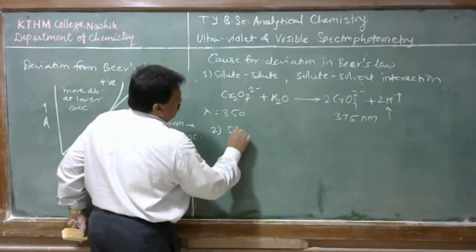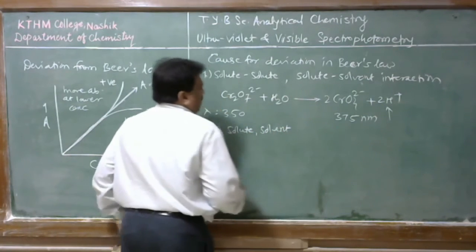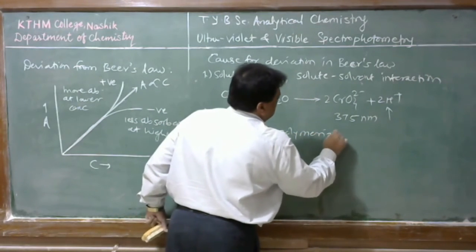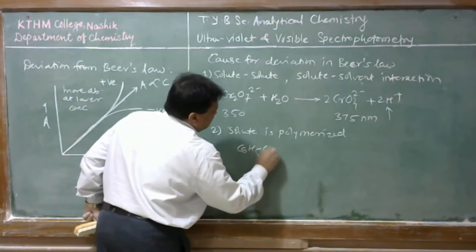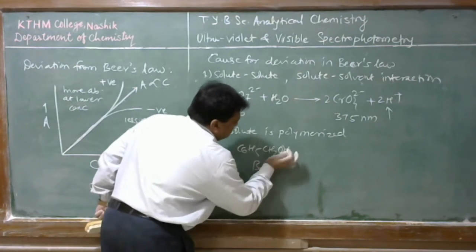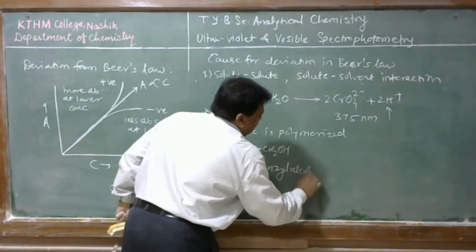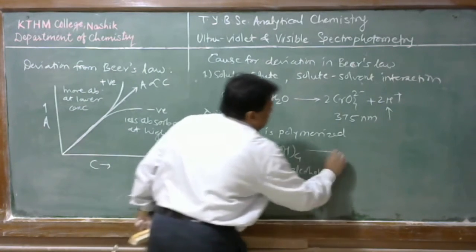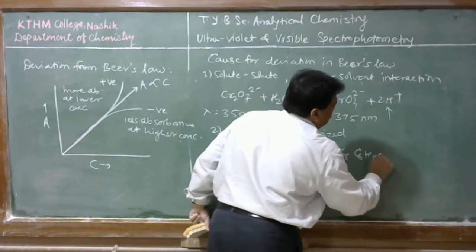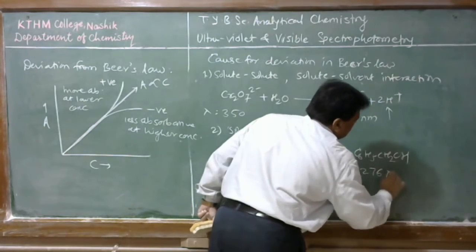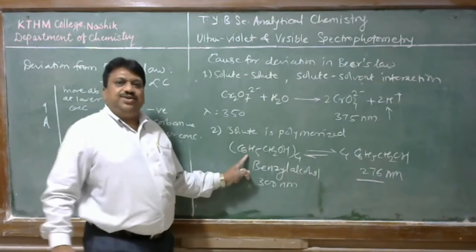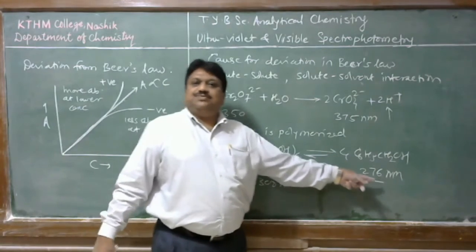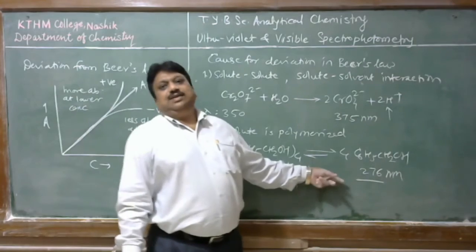Deviation also occurs when the solute is polymerized. For example, C6H5CH2OH, benzyl alcohol. If it is in tetrameric form, it absorbs at 300 nanometers, and it can easily be converted to its monomer, C6H5CH2OH, which absorbs at 276 nanometers. That means at higher concentration, the monomer can get converted into tetramer, and therefore it absorbs at a different wavelength. Therefore, the wavelength of absorption changes, and that gives the deviation.